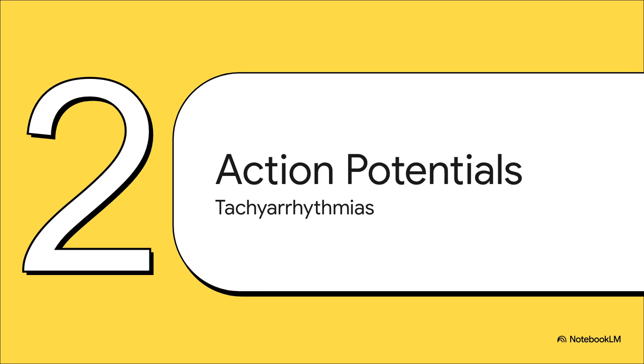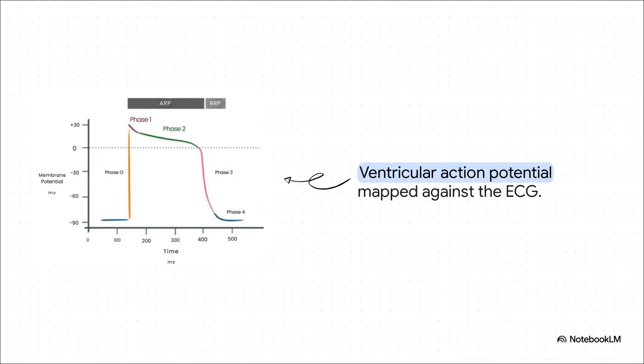Moving on to Section 2, Action Potentials and Tachyarrhythmias. We're zooming way in now, right down to the microscopic cellular level, to see how these signals actually fire. When you map the 5 phases of a single ventricular action potential directly onto an ECG tracing, it's honestly like a light bulb goes on.